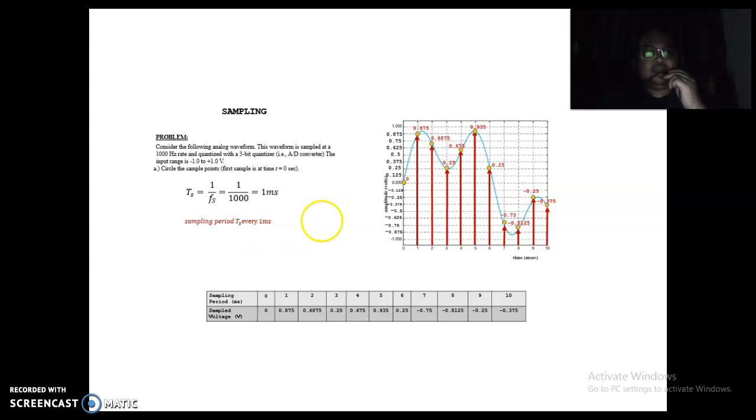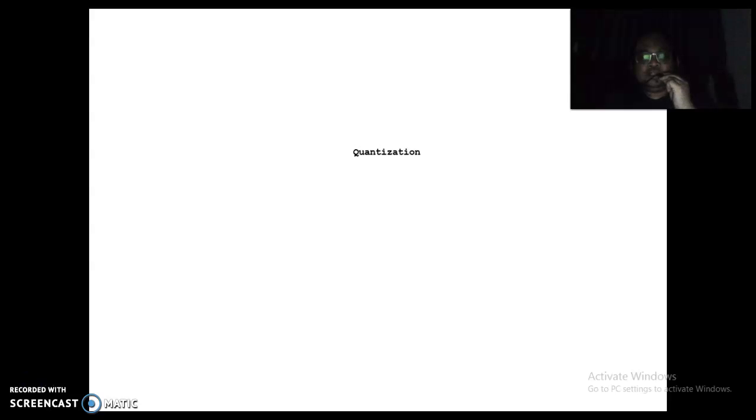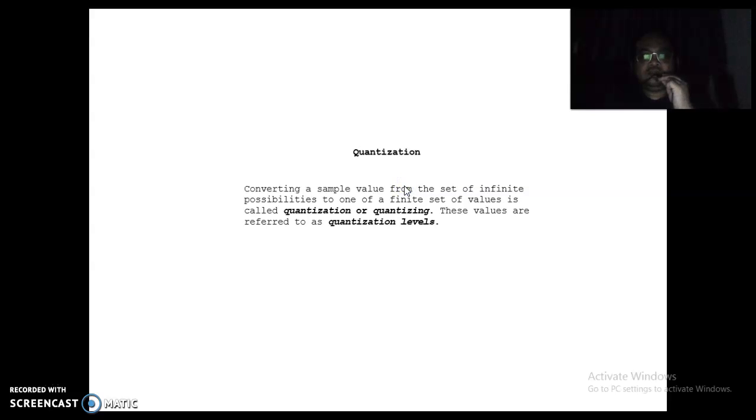So the classification of the signal in sampling is discrete time, continuous amplitude. Quantization. Quantization is converting a sample value from the set of infinite possibilities to one of a finite set of values. This is called quantization or quantizing. These values are referred to as quantization levels.